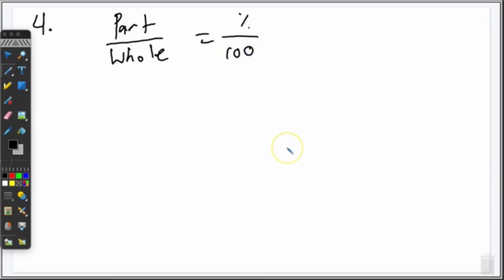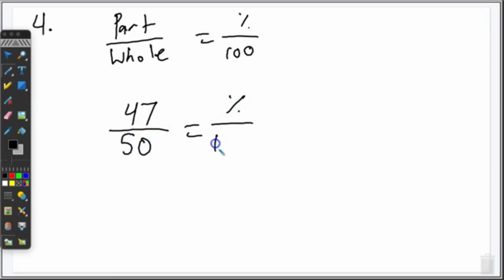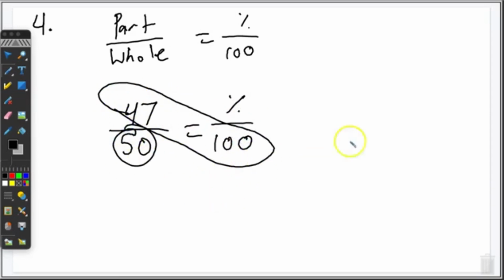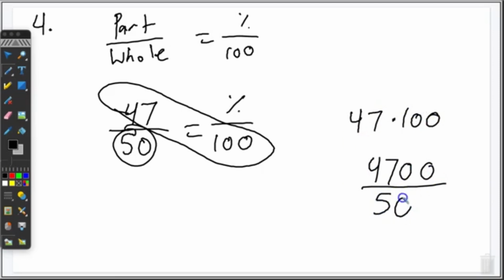We have the percent for Austin. We do not have it for Liz. So we have 47 as the part and 50 for the whole. Equals percent over 100. Bat and ball. 47 times 100 equals 4,700 divided by 50. And you get 94. 94%.